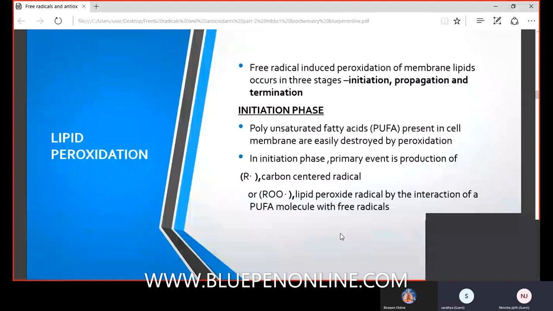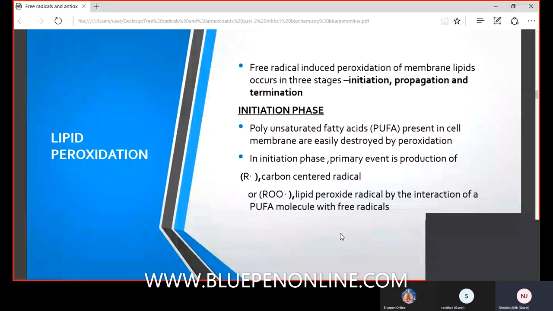So in the initiation phase, what happens? We know the cell membrane contains polyunsaturated fatty acid. It is present in the cell membrane and easily destroyed by this process, peroxidation. Now we are entering into peroxidation. In the initiation phase, the primary event is the production of carbon-centered radical or lipid peroxide radical by the interaction of a PUFA molecule with free radicals.